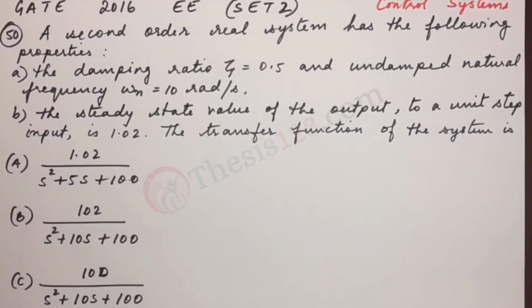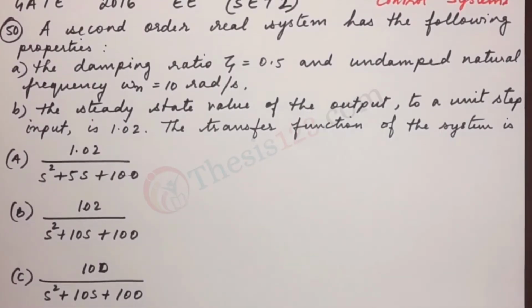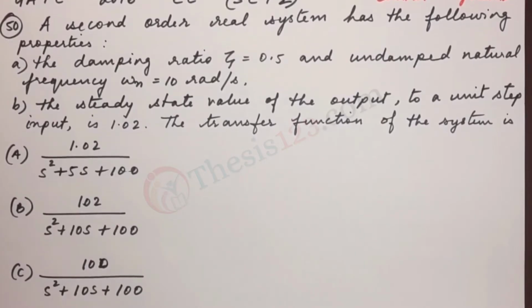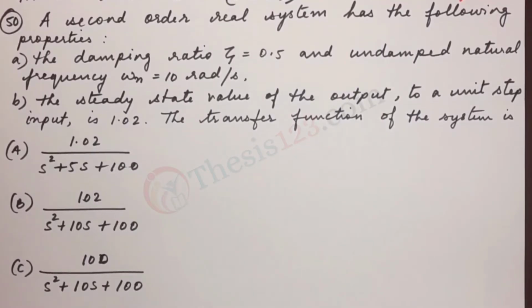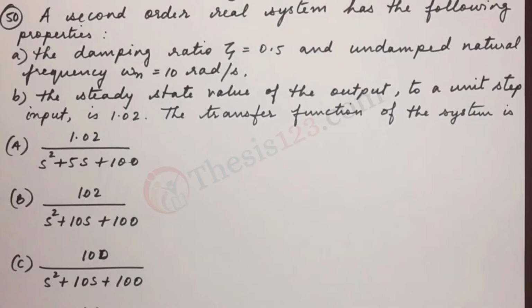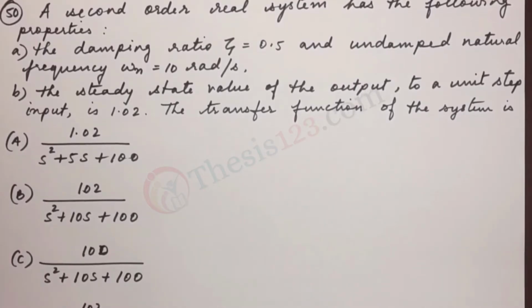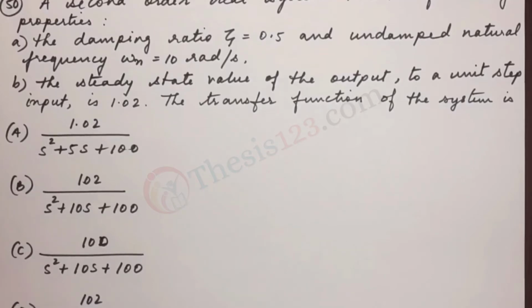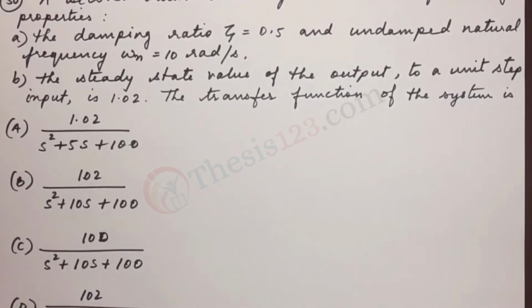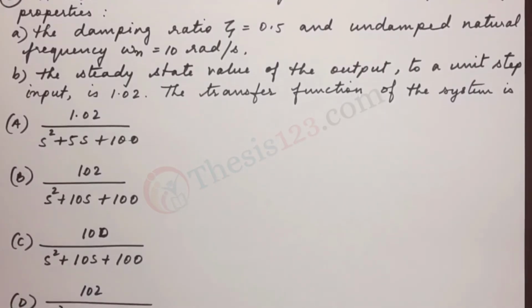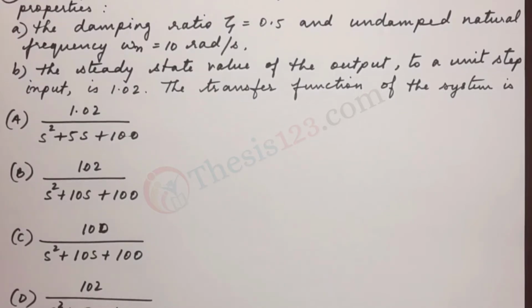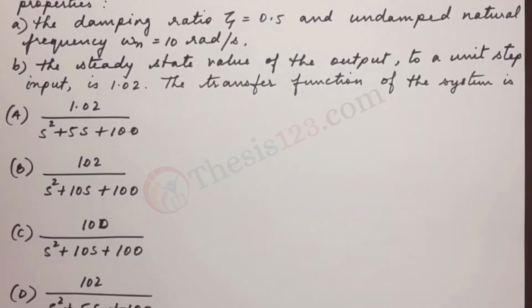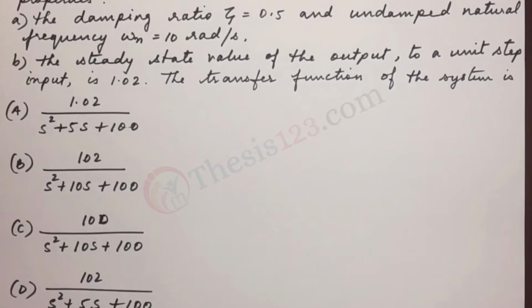Here's our next question, number 50. A second order real system has the following properties. A. The damping ratio psi is equal to 0.5 and undamped natural frequency omega n is 10 radians per second. B. The steady state value of the output to a unit step input is 1.02. The transfer function of the system is dash.